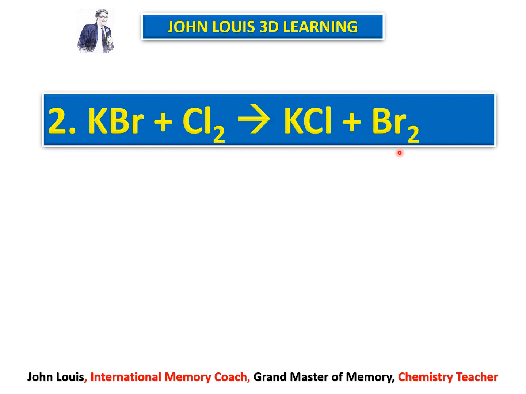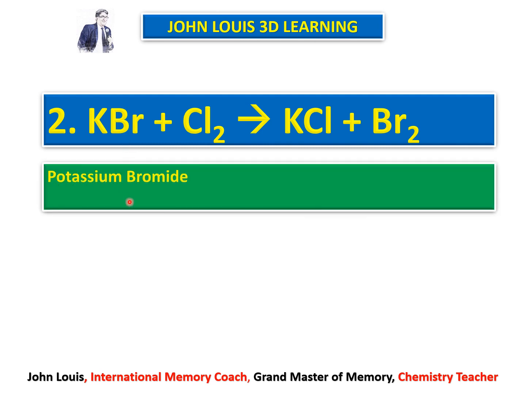KBr plus Cl2 gives KCl plus Br2. What is KBr? K is potassium, Br is bromide. Therefore, potassium bromide plus chlorine gives potassium chloride plus bromine.